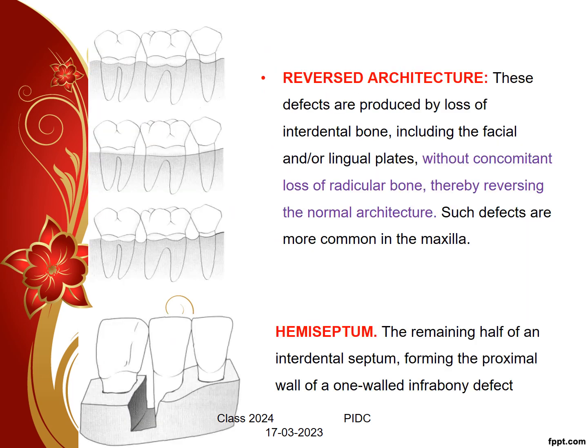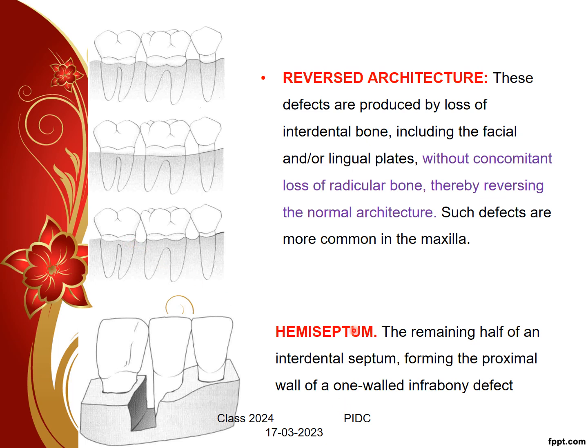Now, coming on to the reversed architecture, these are defects produced by the loss of the interdental bone, including the facial and the lingual bone plates, without concomitant loss of radicular bone, thereby reversing the normal architecture. So, in other words, normally you would see that the interdental bone is higher and the radicular bone, that is the buccal and the lingual bones, are in a somewhat lower plane. So this will be like a U-shaped fashion. Whereas in case of a flat architecture, you would see that all three are on a straight line. Whereas in case of a reversed architecture, you would see that the interdental bone becomes much lower than your facial or the lingual bone. So this is called a reversed architecture.